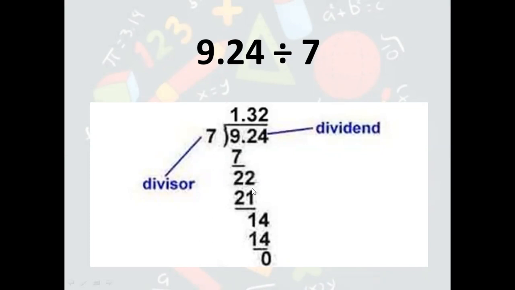The next step is subtract: 22 minus 21 is 1. Then bring down the 4 as well. You keep dividing until all the numbers in the dividend have been brought down and used. So bring down the 4, so that's 14. 14 divided by 7 will give us 2. You put the 2 up and then multiply it back: 7 twos are 14. So the remainder is 0.